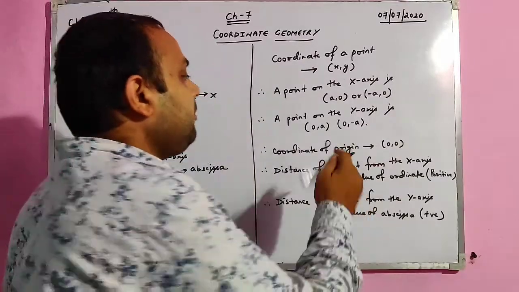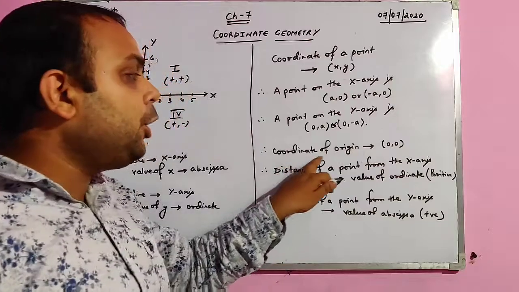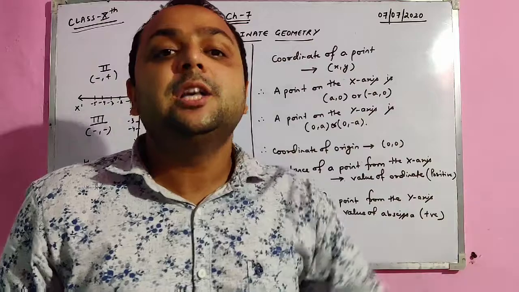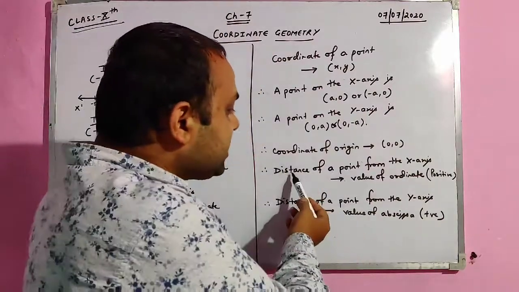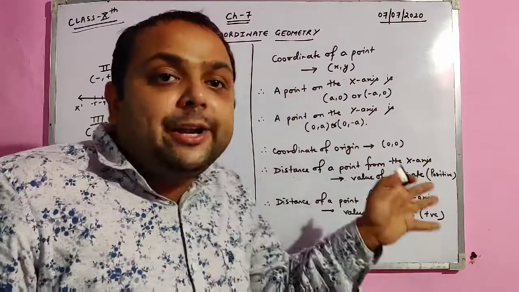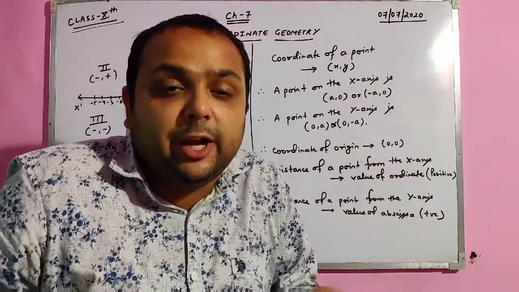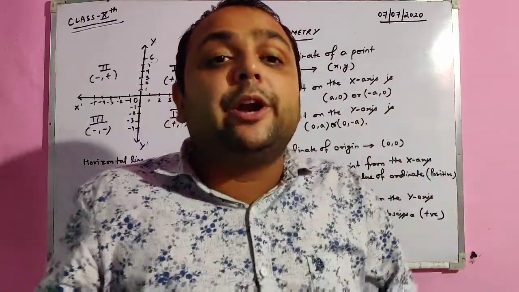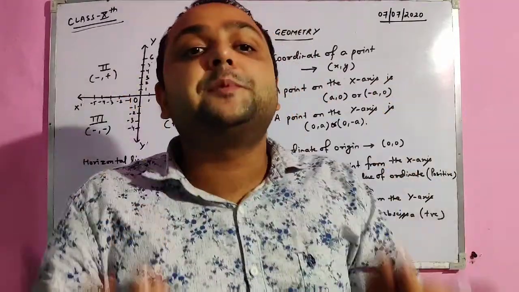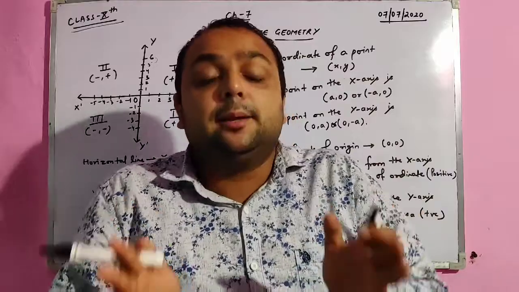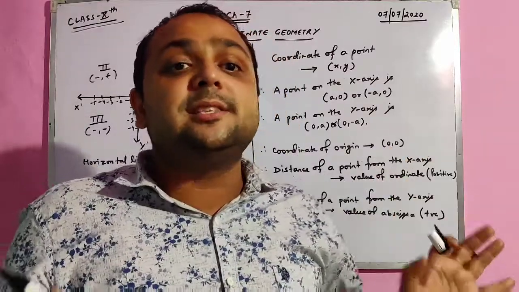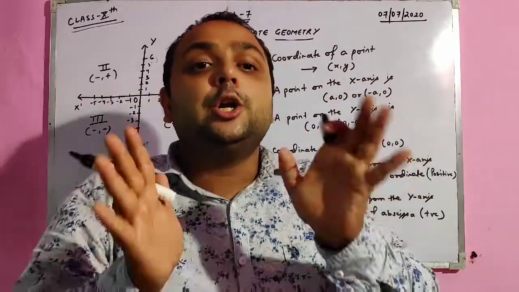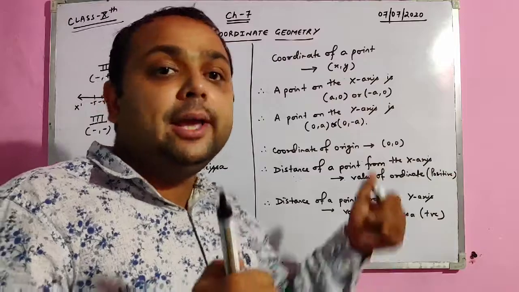Now, the coordinate of the origin. Origin is the intersecting point of both the axes. The coordinate is 0 comma 0. Also, if the distance of a point from the x-axis is to be calculated, we have to see the value of y, that is the ordinate value, and if the distance needs to be calculated from the y-axis, we have to see the value of abscissa, that is the value of x. And the most important thing: distance should always be positive. So we need to consider only the magnitude, not the sign, along with the x or y value.